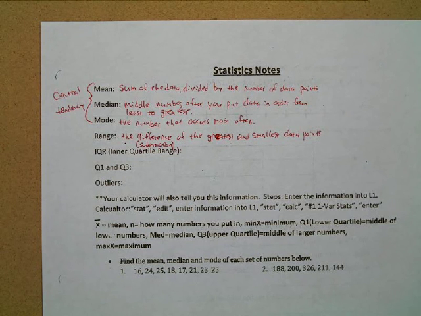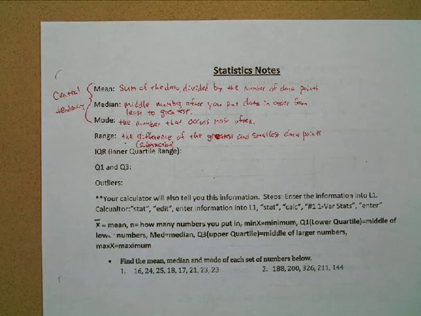IQR, short for interquartile range. This information often comes up when we do the box and whisker plot. Yes, the box and whisker plot. That's Q1 and Q3, quartile 1 and quartile 3. Very good. You remember, Trey? Yes, sir. The inner or inter, both words are used.